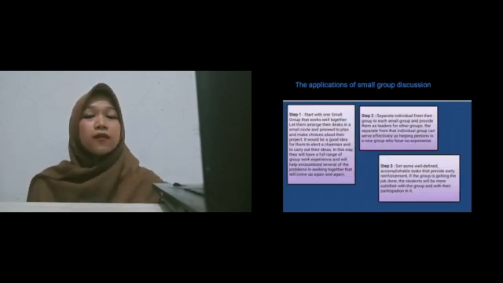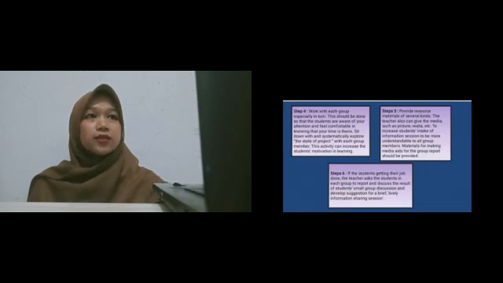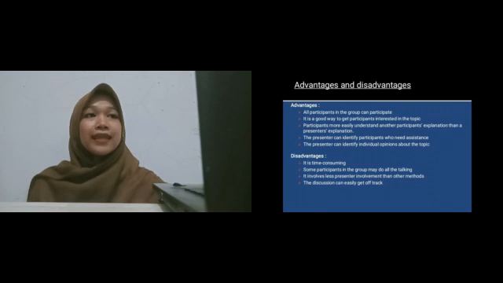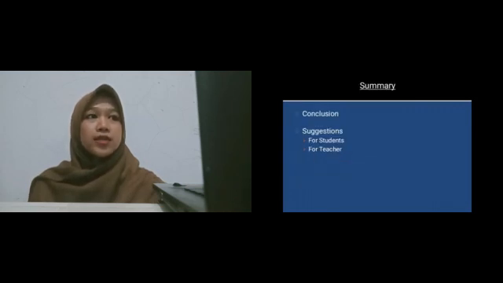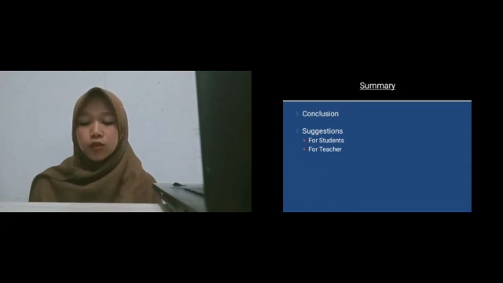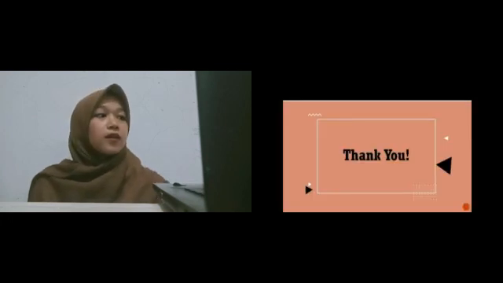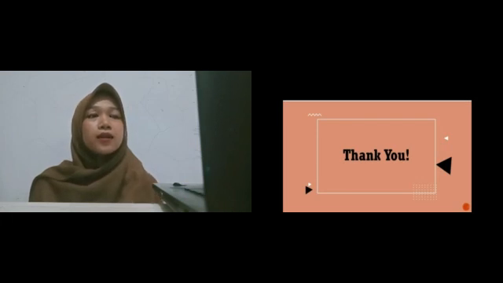The title of this presentation is the implementation of small group discussion technique in teaching reading comprehension for first grade students of senior high school. Next slide. In this slide is the points of the presentation. There are 3 points. The first is introduction, the second is discussion, and the third is summary.